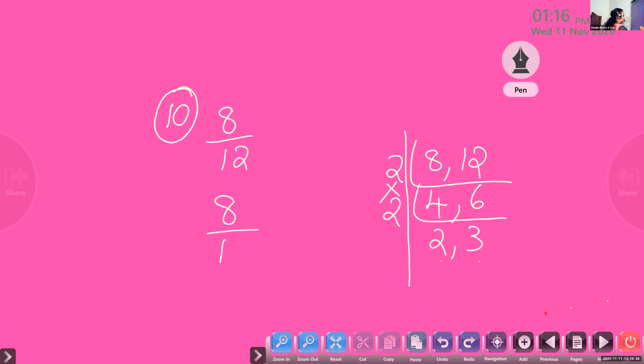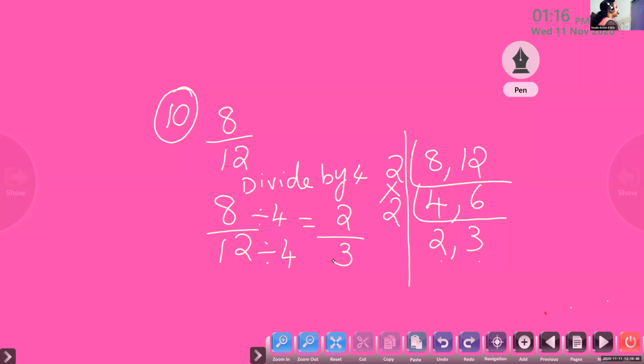8 by 12, you can write divide by 4. 8 divided by 4 and 12 divided by 4. What is 8 divided by 4? 2. And what is 12 divided by 4? That is 3. So the answer is 2 by 3. Any method, children, you can do.